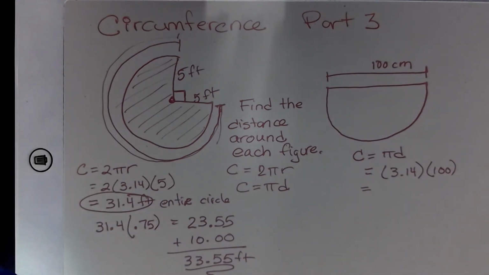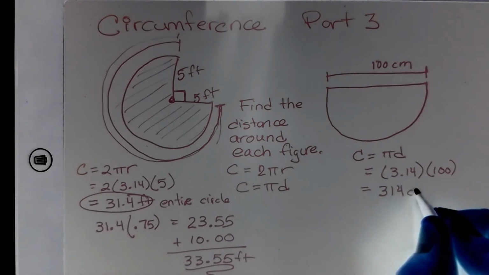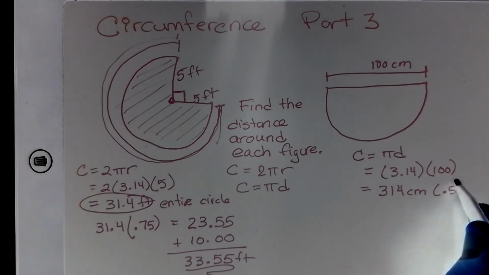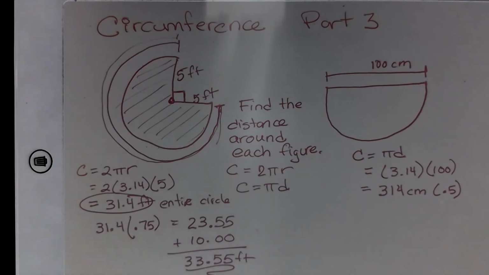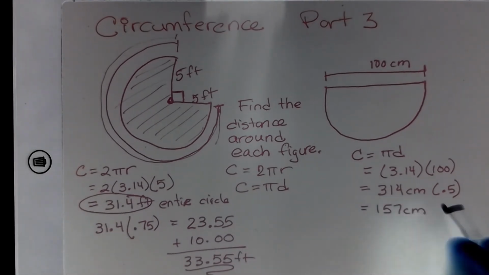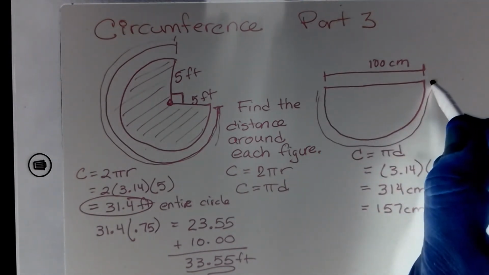Alright, so we have that there. What do you get when you multiply both of those numbers together? Alright, 314 centimeters. Now, keep in mind that 314 centimeters represents what? The whole circle. So you have to multiply that times 0.50. You can multiply it by 0.50 or divide it by 2. That's fine. Both of them are correct. Alright, so when we multiply that by 0.5, what do we get? 157 centimeters. This represents, guys, like I said, from here to here, but we're not done yet.